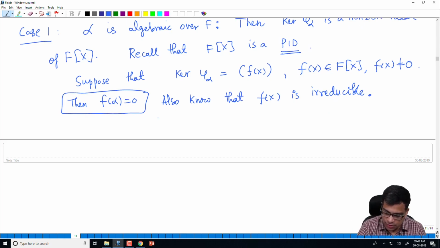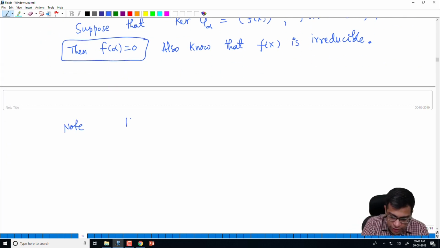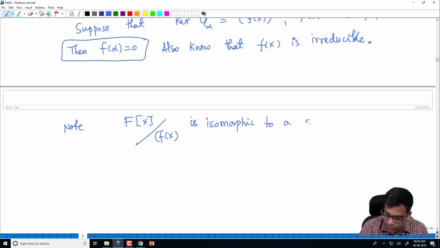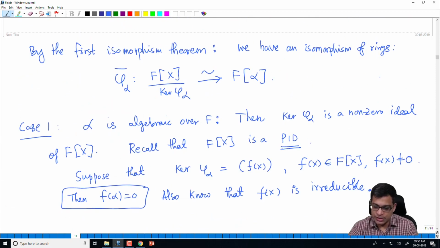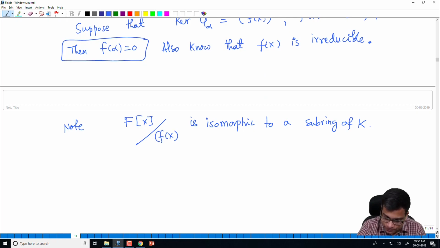So I'm going to explain this. The reason is the following. There are several ways of explaining this. So note that we have F[x] modulo (f(x)) is isomorphic to a subring of K. Of course it is, because that's what we are saying here. Of course everything here is happening within K. So F[x] modulo kernel phi alpha, which I now know is generated by f(x), F[x] modulo (f(x)) is isomorphic to a subring of K.